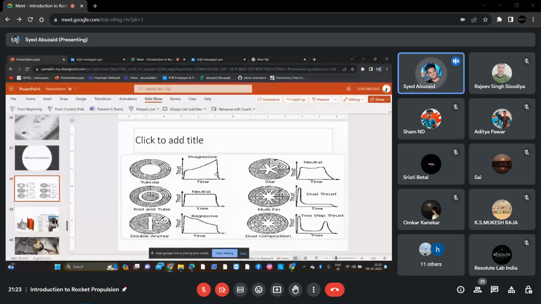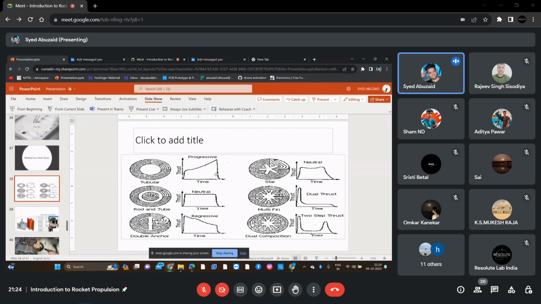Like at the initial time we need a maximum amount of thrust. Okay, so we put a different shape at some stage, at some altitude, where we need some amount of thrust, low thrust, or high thrust. So we make the grain shape accordingly. Before making the fuel, we need to decide at what altitude and what amount of thrust we need. So accordingly we make multiple types and multiple designs of grain inside the rocketry, because at different altitudes, at different stages, there is a different shape of the grain.